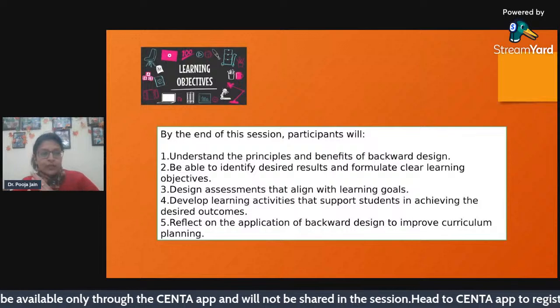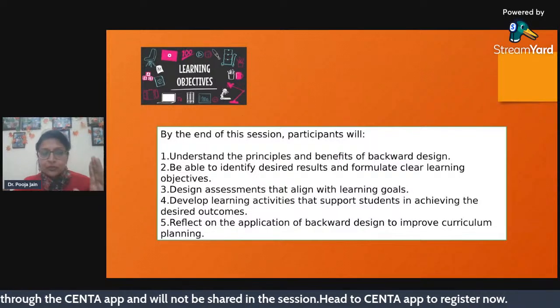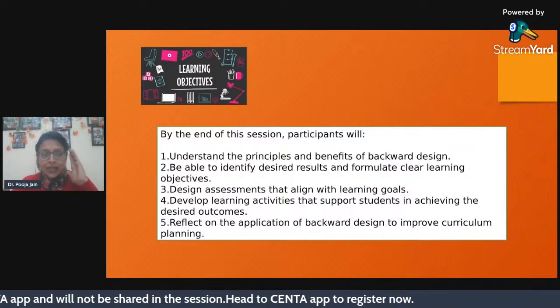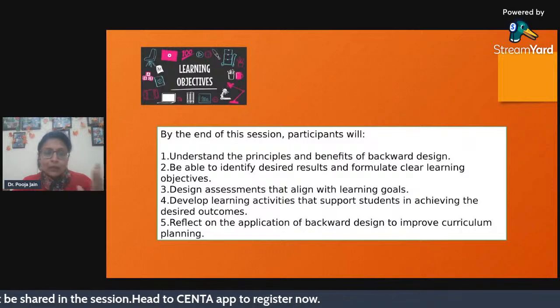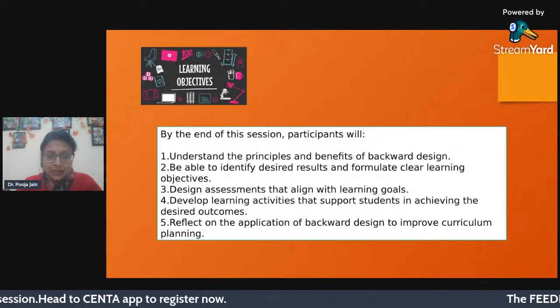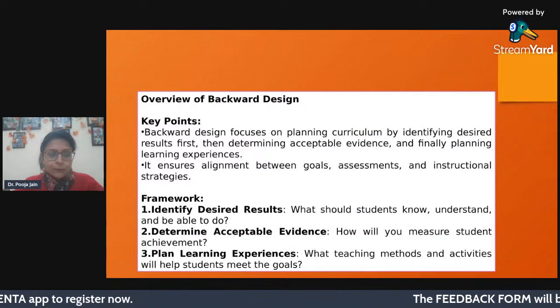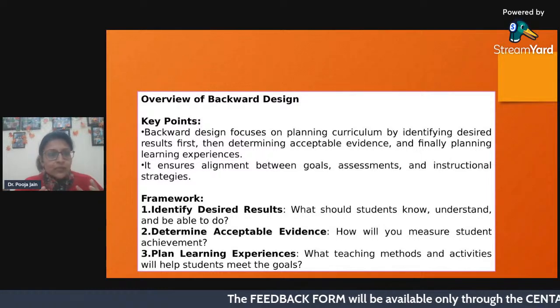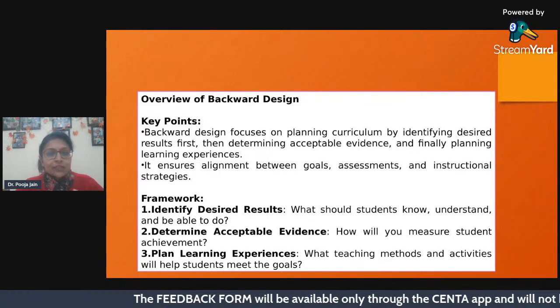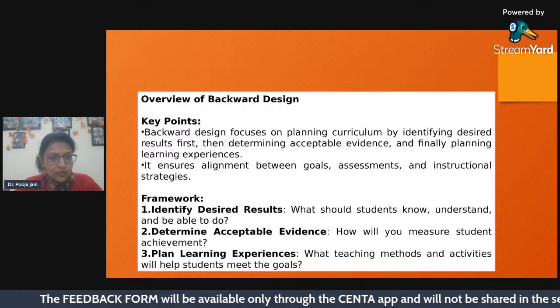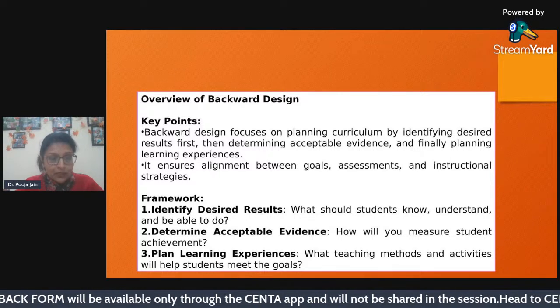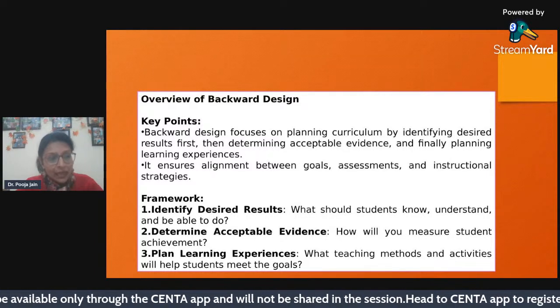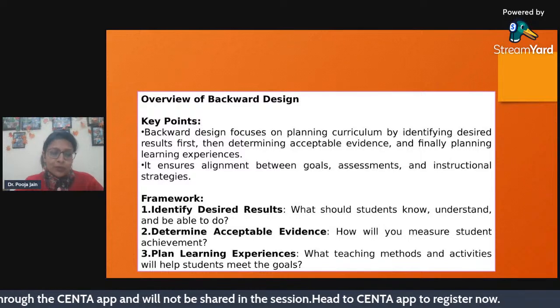Backward design, in a nutshell, is keeping the end in mind. When we design a curriculum or a unit in a manner that the end is in mind and then we go backwards, that is exactly understanding by design, or backward design. A quick overview: backward design focuses on planning curriculum by identifying desired results, then acceptable evidence, that is assessments, and then planning the learning experiences.